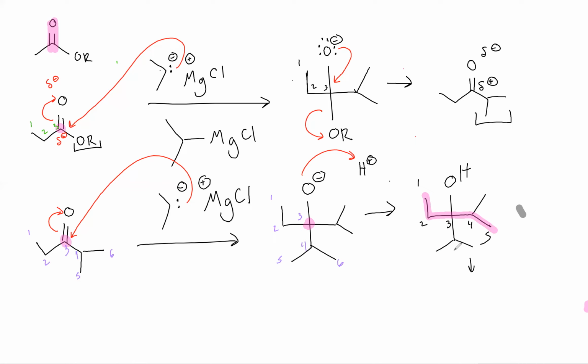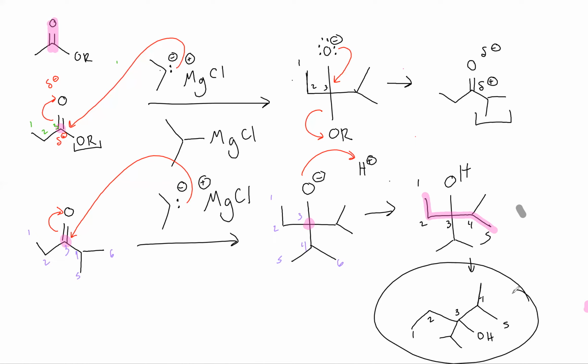And so it's going to be 1, 2, 3, 4, 5. We know 3 has an OH group along with that isopropyl group. We know that 4 has a methyl group, and then there is our final answer.